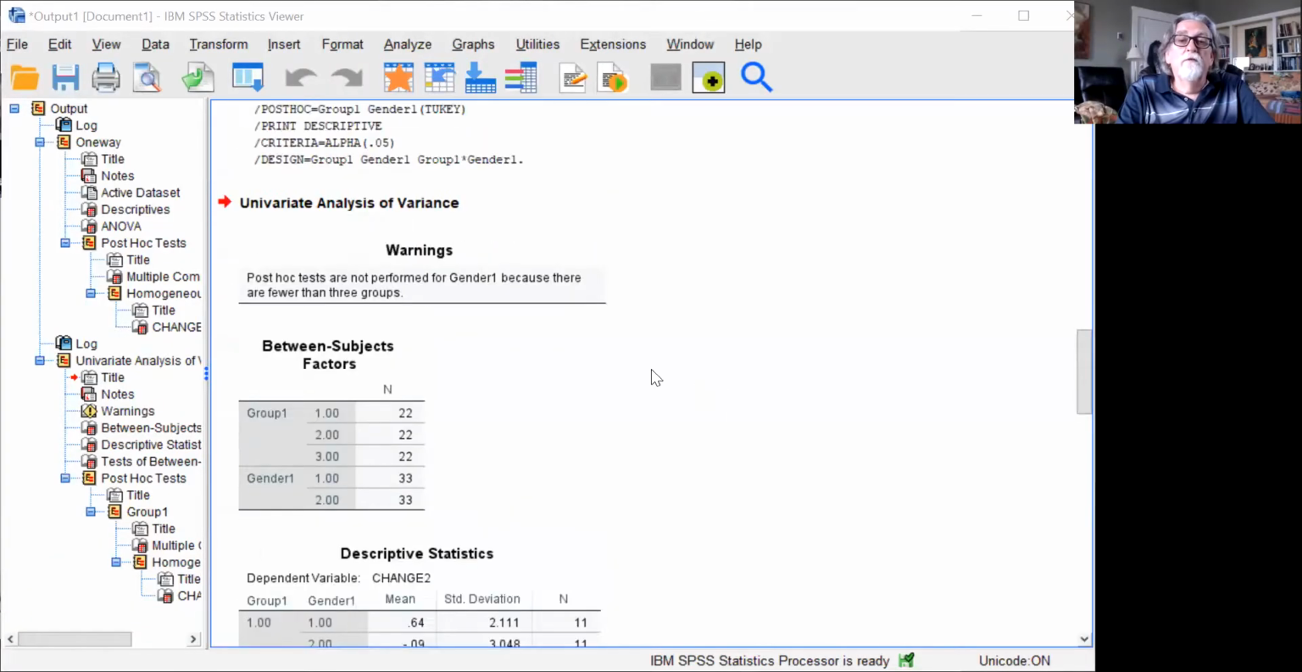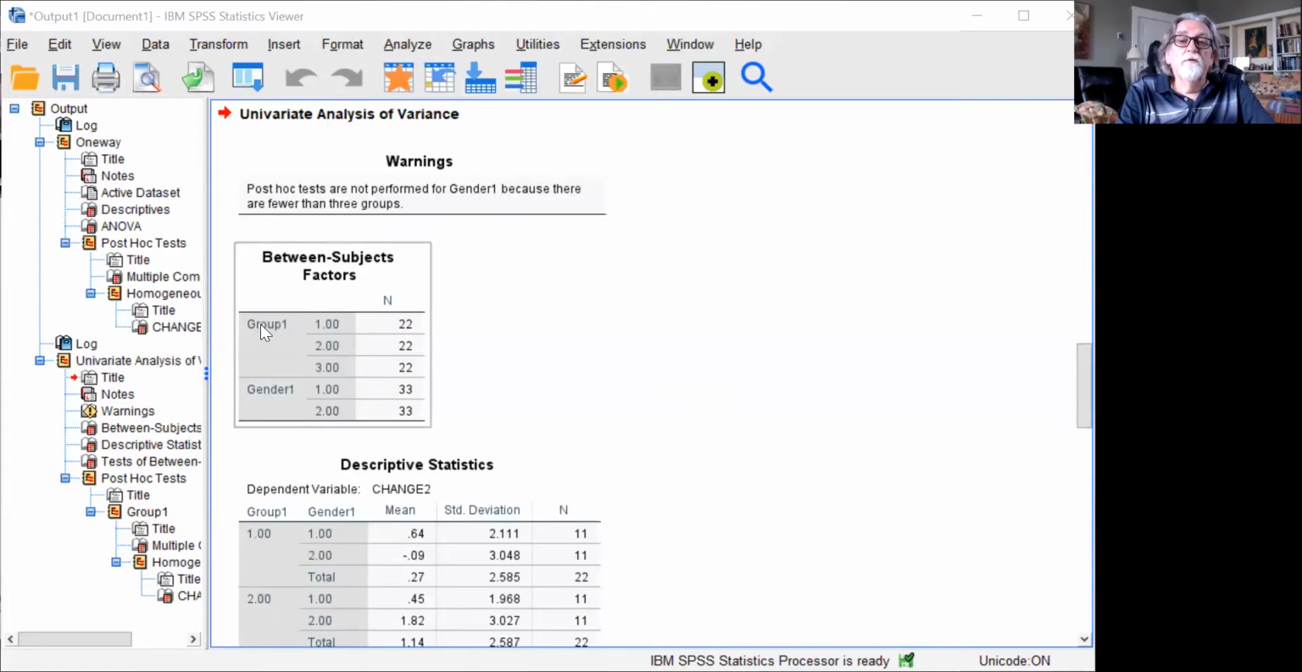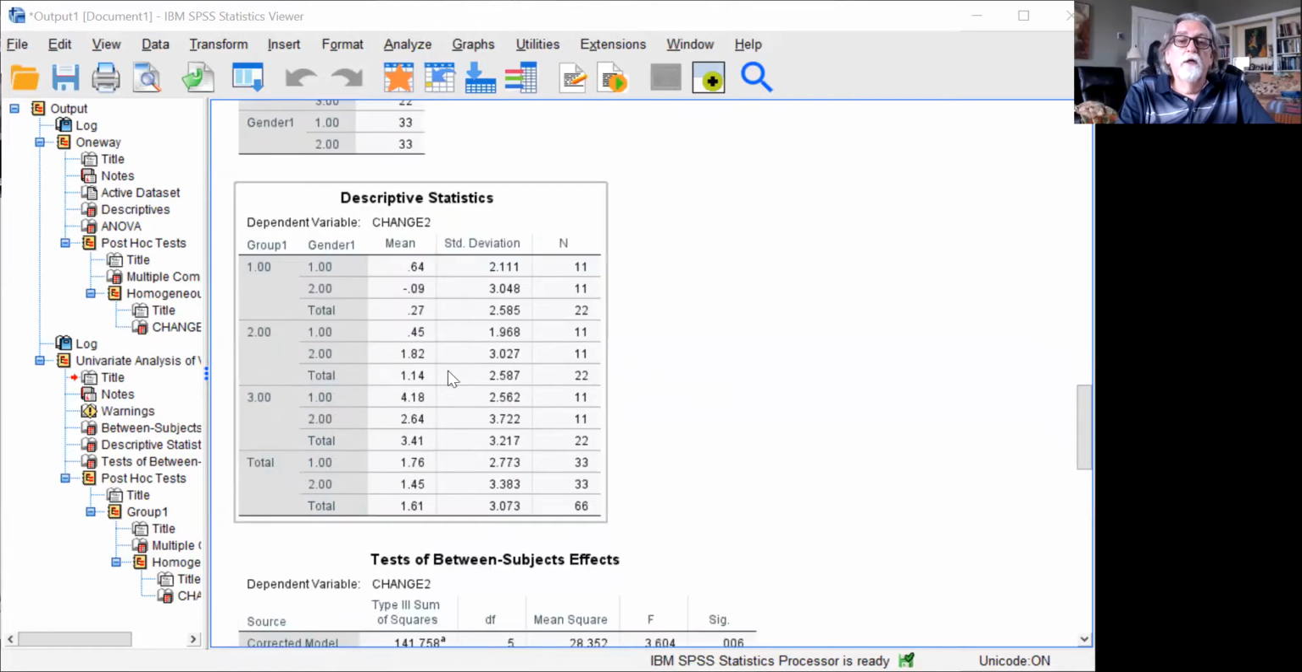And so now we have this univariate analysis of variance. There's group one and gender one, 3 groups, 2 genders. Here's the table with all of them mixed together. For group 1, we have male and female. For group 2, we have male and female. For group 3, we have male and female. And then all the totals.